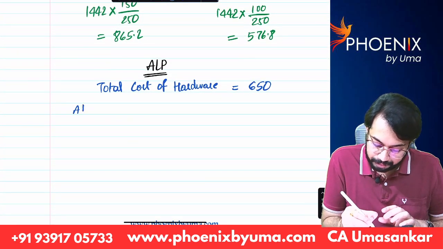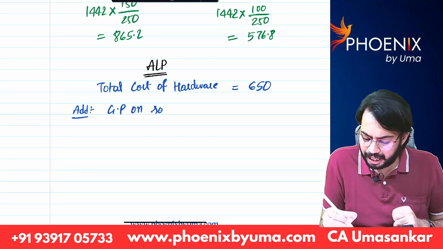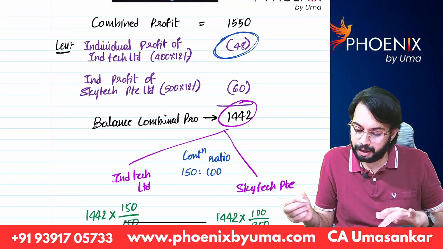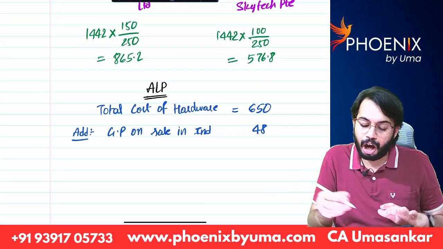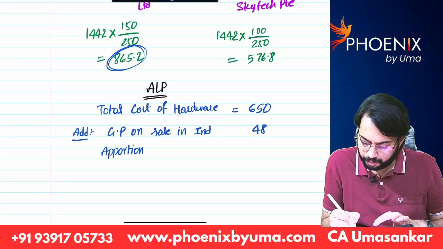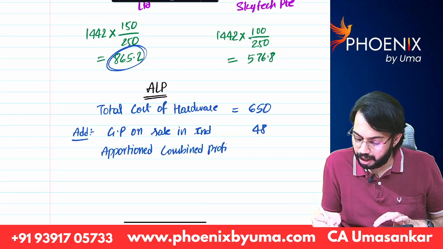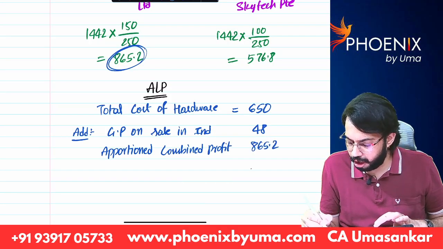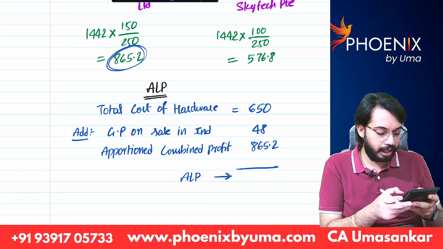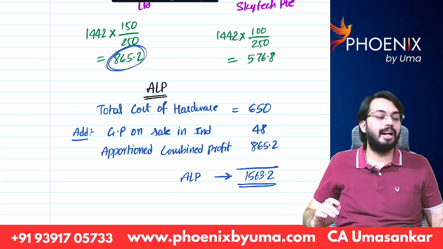So add GP on sale in India. How much? 48 rupees, correct? And how much is the apportioned combined profit? Apportioned combined profit is 865.2. Now how much is arm's length price? 650 plus 48 plus 865.2, 1563. Okay, that will be considered as arm's length price.